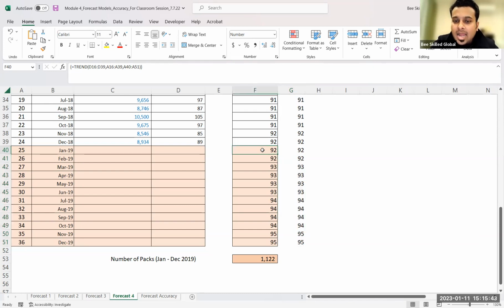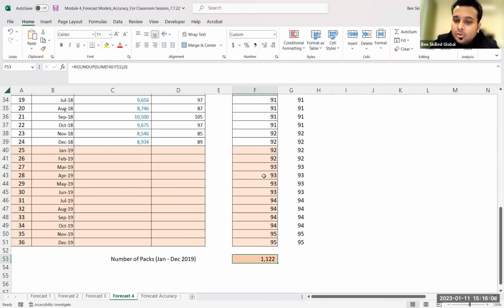Now, how do I get to the forecast of the next 12 months? I just need to add the projected consumptions of the next 12 months. And when I add it, it becomes 1,122 packs. So as per trend analysis, we will need 1,122 packs in the next 12 months.